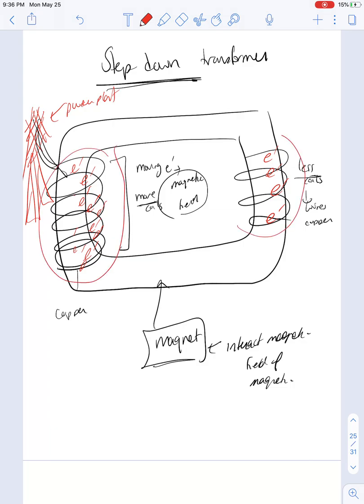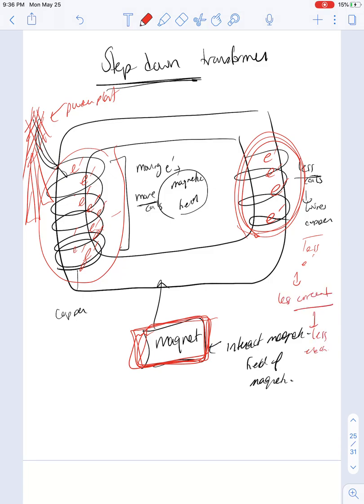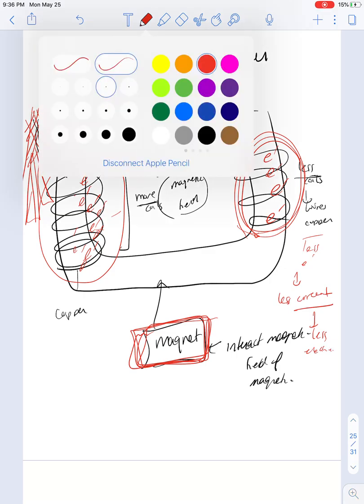You can see that this wire here is not connected to this wire here. These two wires are totally separate. There's no connection between them. It's just that the moving electrons in this wire, as they move, as they vibrate, actually interact with the magnetic field created by the magnet. And that causes or induces these electrons to move here. And because there's less wire, there are fewer electrons here. So it's going to create less current, and you're going to get less electrical energy. And that is a step down transformer.